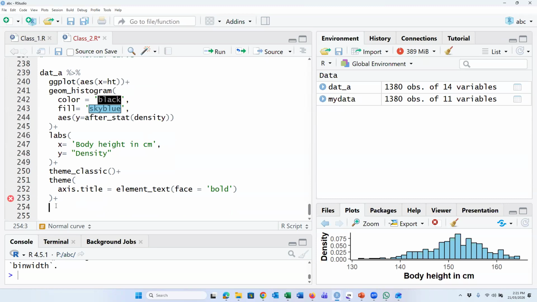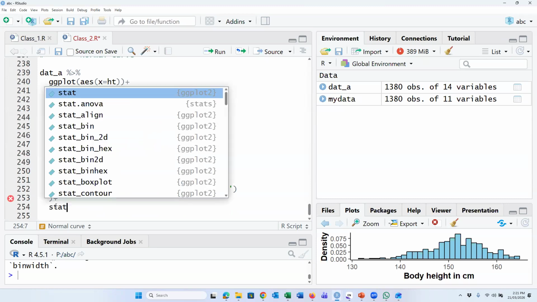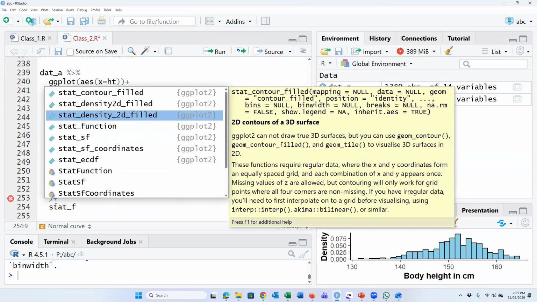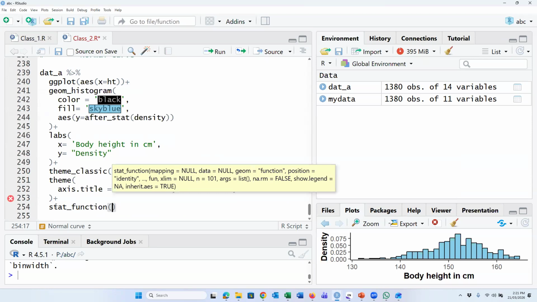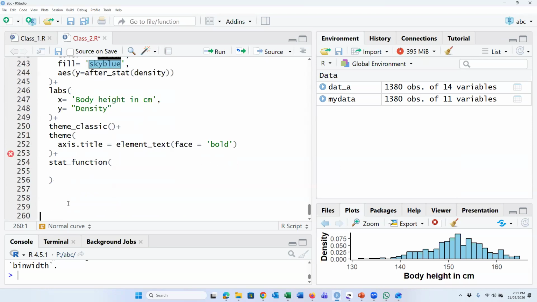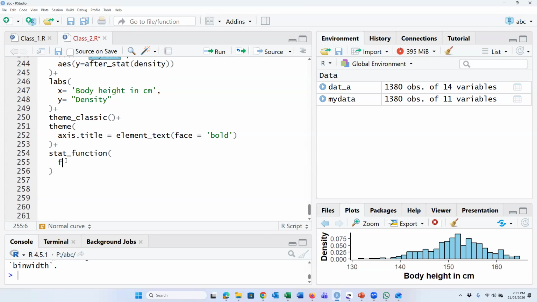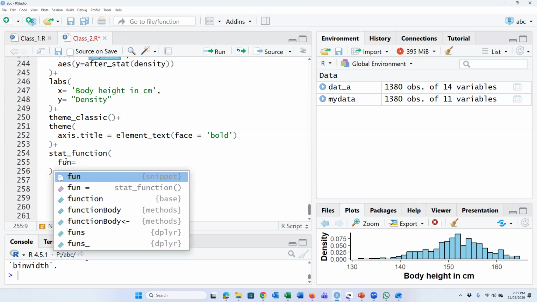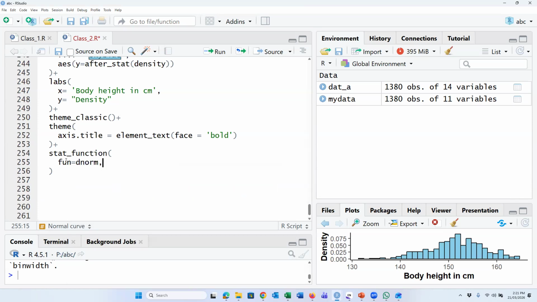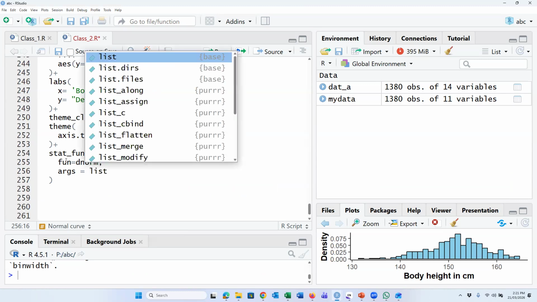Now, state function. State function. Within the state function, fun is equal to distribution normal, then args is equal to parameter list.